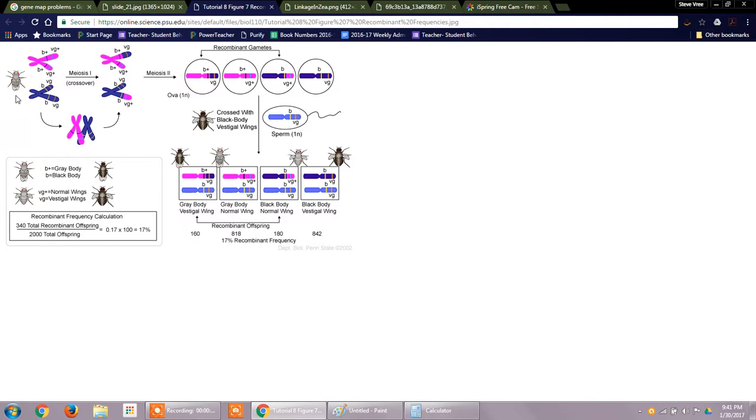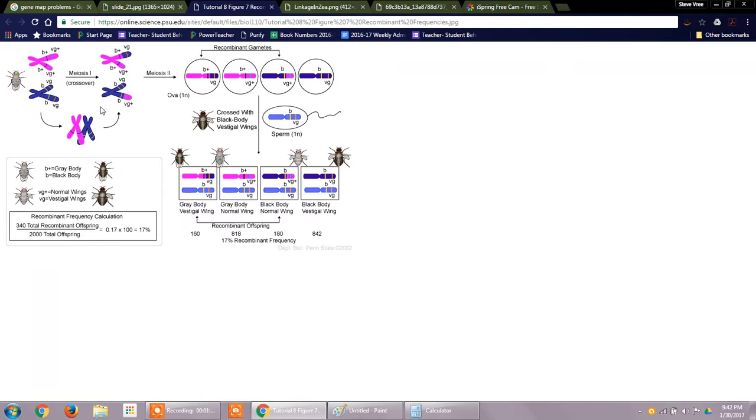So we're looking at this gray-bodied fly here, and it has normal wings, and so it's got this B plus VG plus on the same chromosome. But it's heterozygous, and so it's also got B and VG on its other chromosome. And so you notice that these have been replicated, and so when they go through meiosis 1, we're going to have crossing over, and some of those chromosomes are going to mix up. And so some of those chromosomes, a small percentage usually, less than 50%, are going to cross over, and you're going to get some of this B mixing with the VG plus or the B plus mixing with the VG.